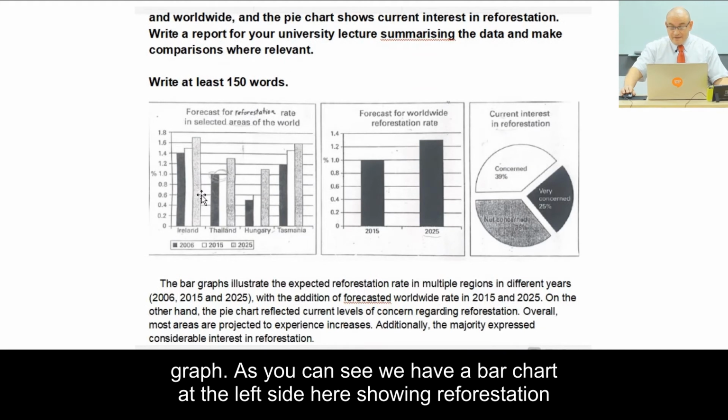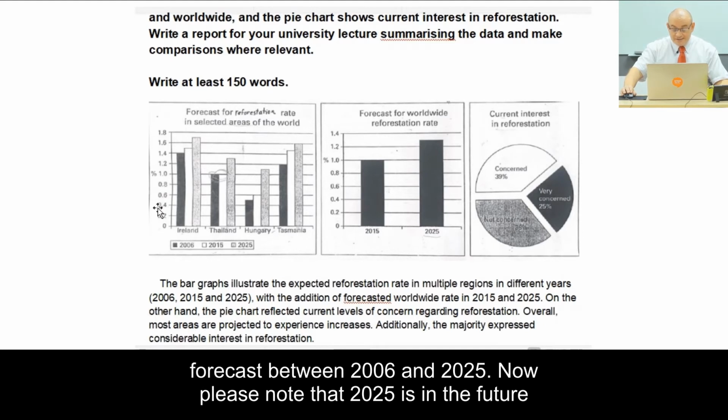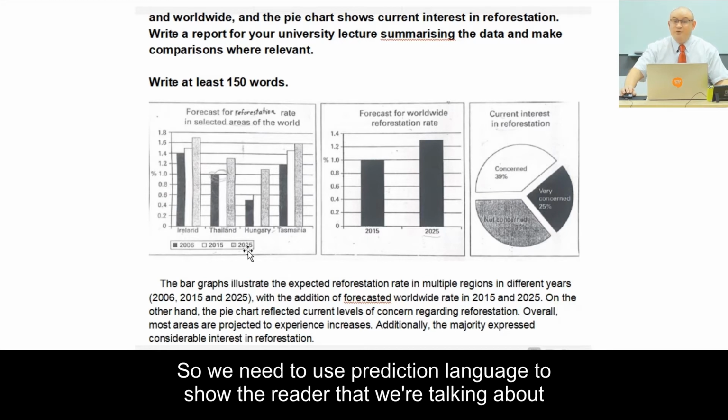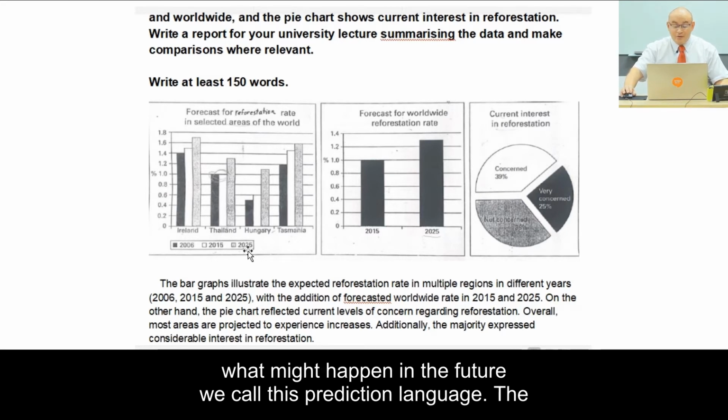As you can see, we have a bar chart at the left side here showing reforestation forecast between 2006 and 2025. Now, please note that 2025 is in the future. So we need to use prediction language to show the reader that we're talking about what might happen in the future. We call this prediction language.